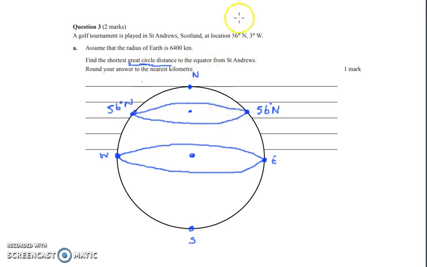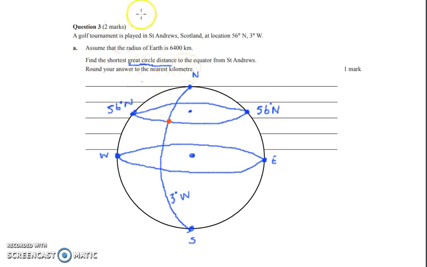The other part of the location is 3 degrees west. With this, you can choose wherever you want. If we call this line going straight down the middle here the meridian line, the 0 degrees, and we go 3 degrees west, let's just draw around this way. We can call this line here 3 degrees west. So the location of St Andrews Golf Course is right there.